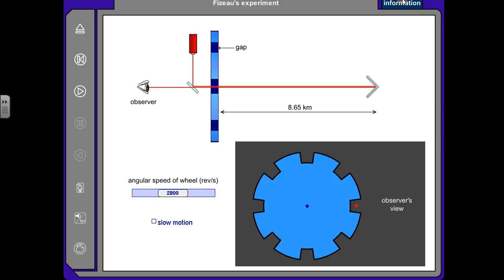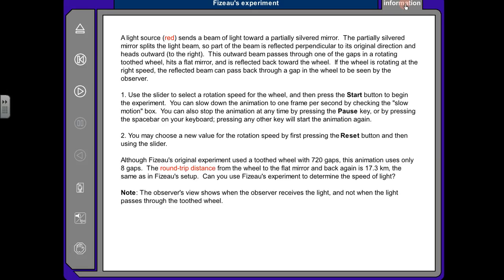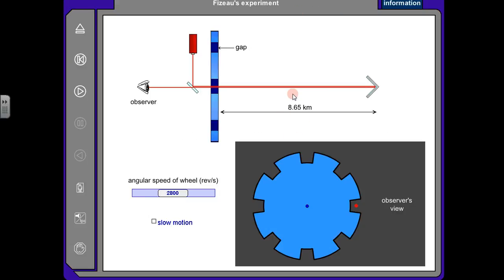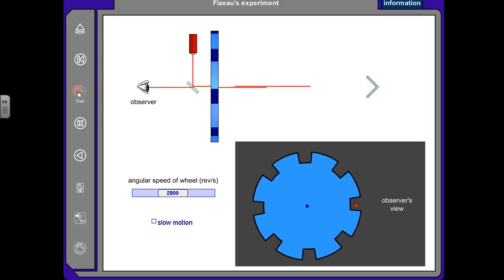We're going to come to the information tab and let you read it. You may want to pause so you can read the whole thing. I'm going to come off the information tab, and I'm going to turn the experiment on just to watch it go back and forth.